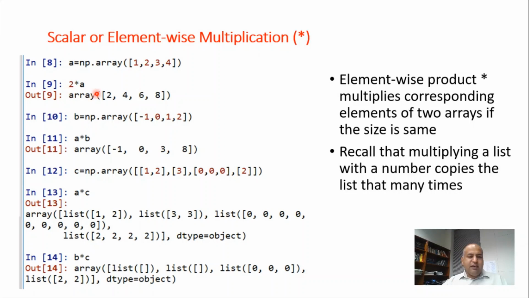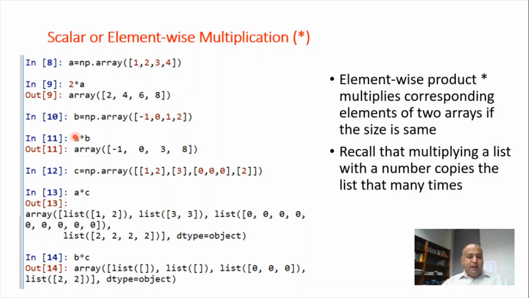You can also call it a scalar multiplication or element wise multiplication. It actually operates element wise. For example, 2 star A will multiply 2 with each element of this array. For example, 2 ones are 2, 2 twos are 4, 2 threes are 6, 2 fours are 8. And if I have another array B, and if I multiply this A with B through star, it simply multiplies the corresponding elements. So 1 multiplies with -1, we get -1, 2 multiplies with 0, we get 0, 3 multiplies with 1, we get 3, 4 multiplies with 2, and we get 8.